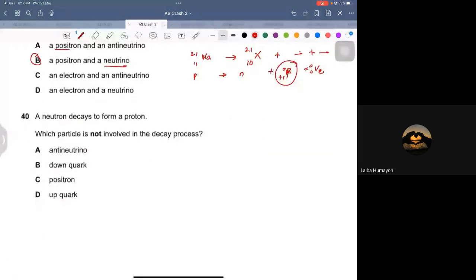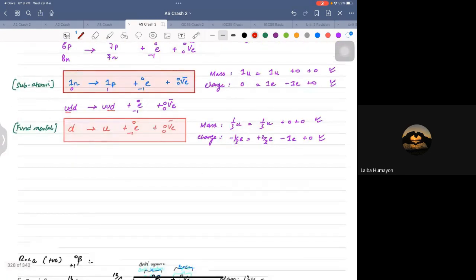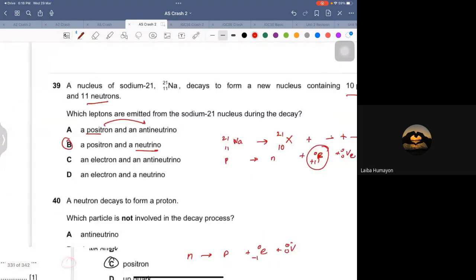A neutron decays to a proton. Which particle is not involved? Now this is an equation of when a neutron goes to a proton, it is always accompanied by an electron and an anti-electron neutrino. You understand? So positron is not released. Is it clear? Now, if you don't remember the equations, obviously you won't be able to do it. Like neutron goes to proton, electron. You get it? So please remember this.